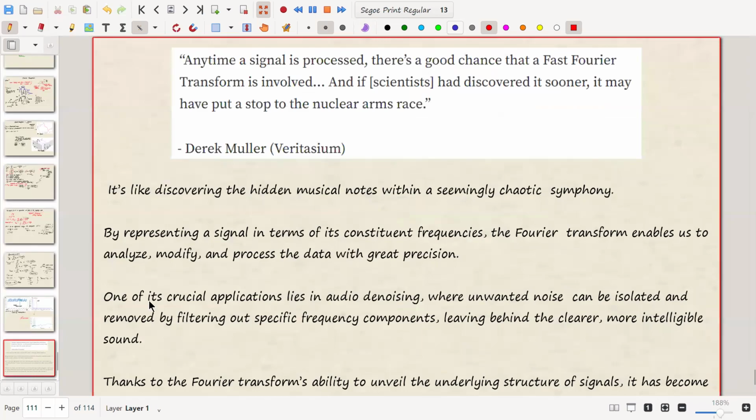Anyway, just some motivation before we start everything. Anytime a signal is processed, there is a good chance that a fast Fourier transform is involved. If a signal is getting processed very fast, then you know that FFT is involved. And if the scientists had discovered it sooner, it could have put a stop to the nuclear arms race. So, two different aspects. He is, I think, a well-known YouTuber, Veritasium. You can get a lot of nice content in his case.